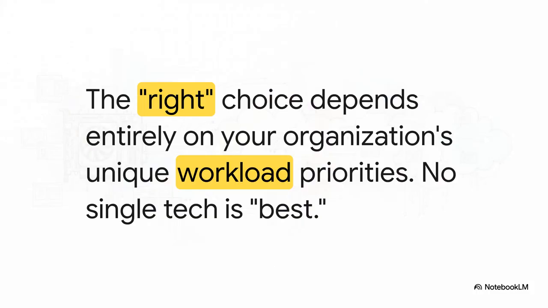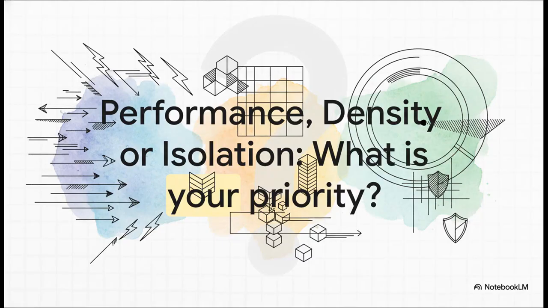And honestly, this is the single most important thing to remember. There is no such thing as the best technology. It just doesn't exist. The perfect choice for an AI research team will be the absolute wrong choice for a call center's VDI setup. The right answer is always found by looking at your workload first. So I'll leave you with this one simple question to guide your entire strategy. Look at these 3 pillars: raw performance, maximum density, or guaranteed isolation. Which one of those is the absolute non-negotiable priority for your next project? If you can answer that, you'll be well on your way to picking the right GPU virtualization strategy.